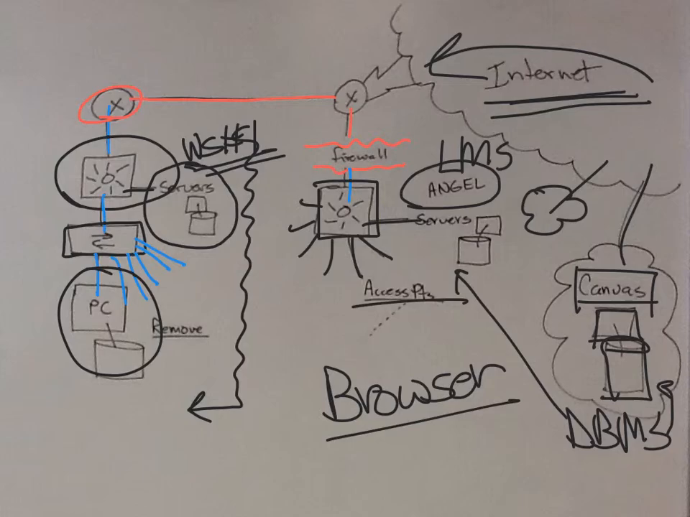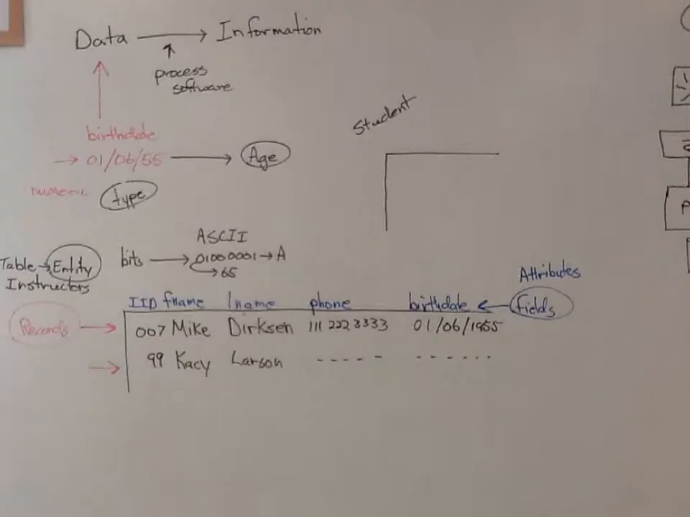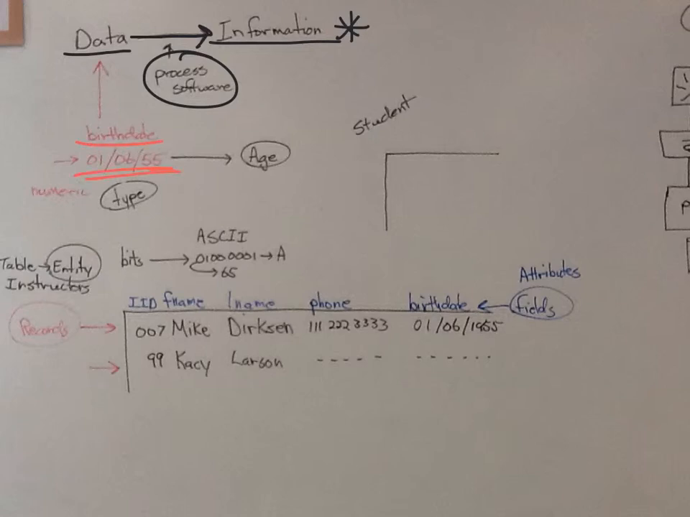Alright. And our last page, we started talking about how we're going to manage our data. And the first thing we understand, data is converted into information. Information has value in our world. We take data, we process it into information. We talked about some examples. For example, we talked about storing the birth date. Here's a birth date that can be converted into somebody's age using software.